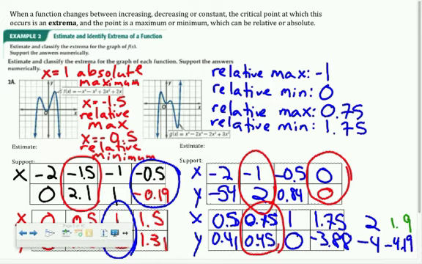So it looks like my relative minimum might be closer to 1.9 than it is to the 1.75 that I had estimated, because this value is smaller than this one, which is to the right of it, and this one, which is to the left of it. So my estimate was close, but I needed to adjust it in order to actually support that there was a minimum there.